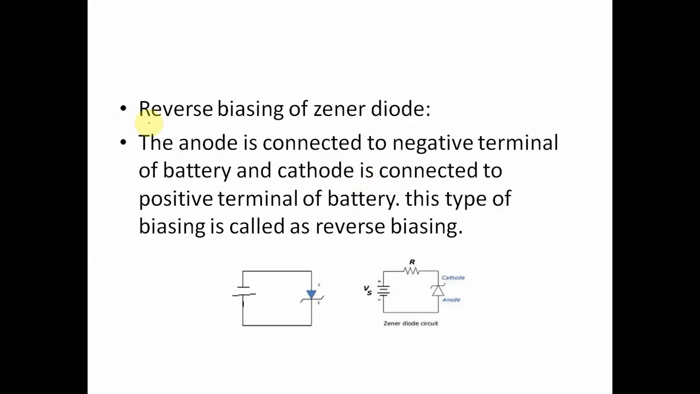Now we will study the reverse biasing of Zener diode. Reverse biasing is nothing but the negative terminal of the battery is connected to the anode and the positive terminal of the battery is connected to the cathode. This type of biasing is called the reverse biasing of Zener diode. In reverse biasing, VR is the applied voltage and IR is the current flowing through the circuitry.